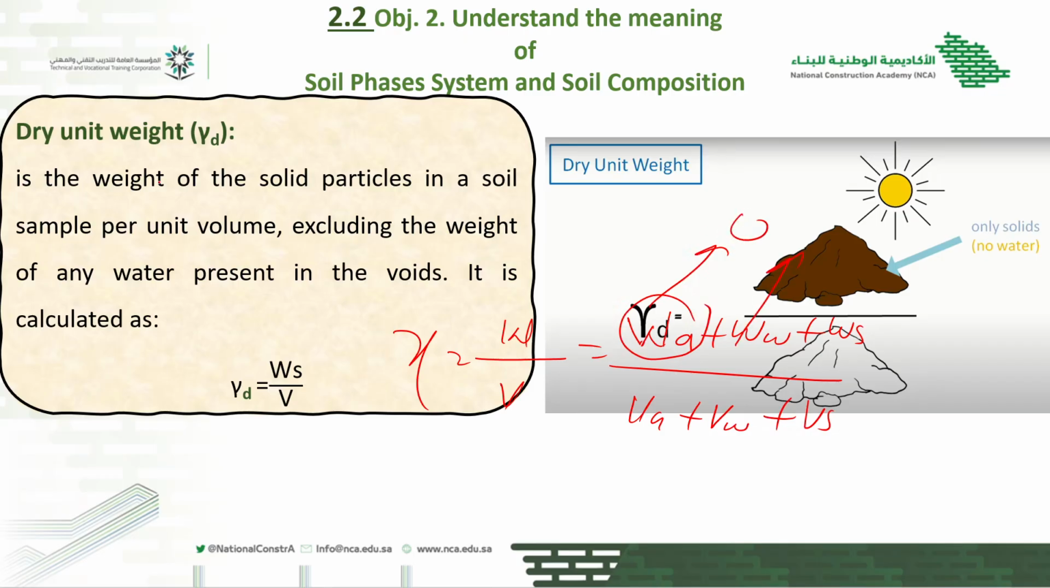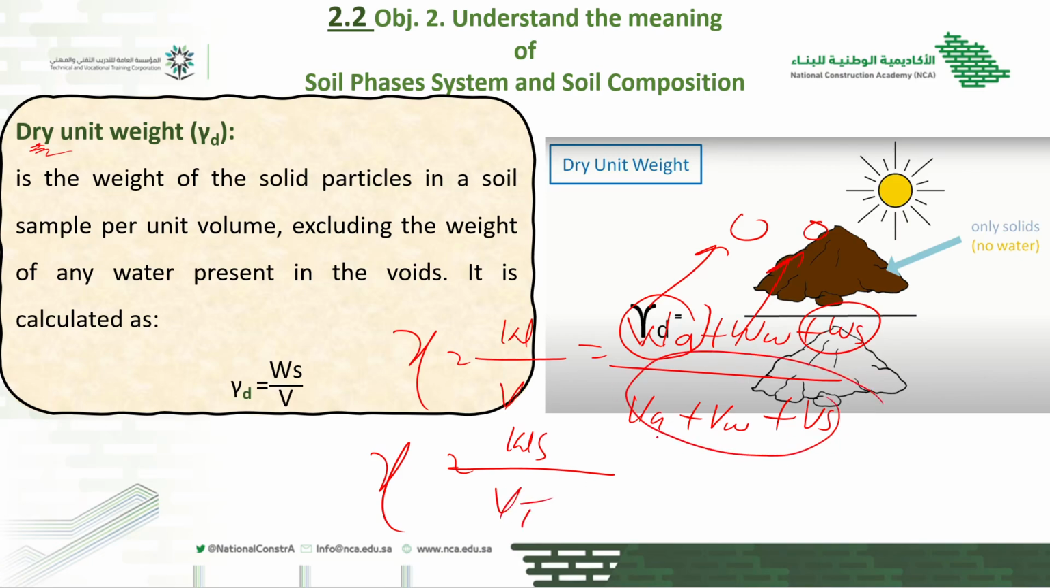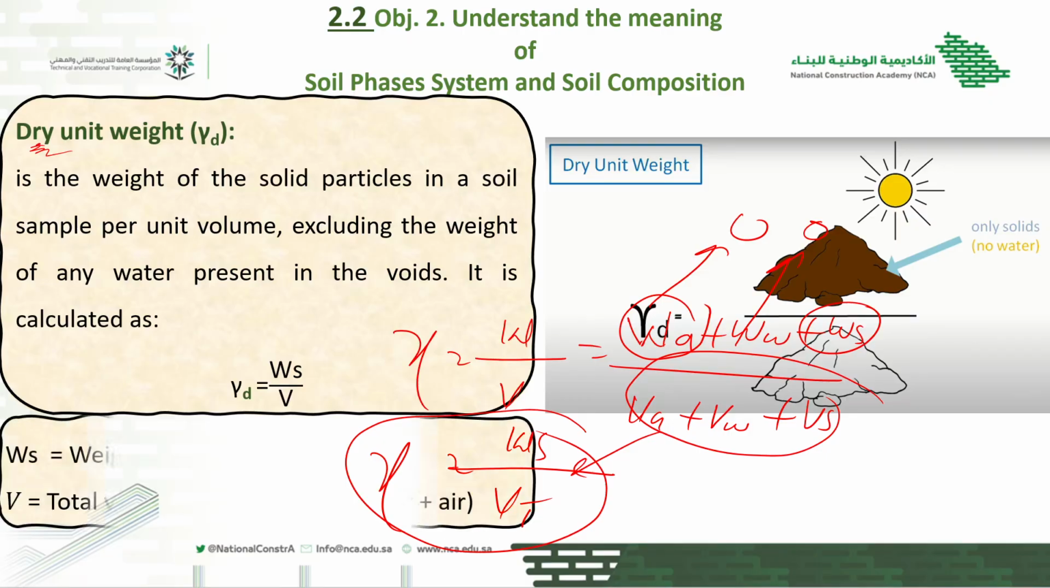In dry unit weight, dry means there is no water. So here the weight of water is zero, and only Ws remains. So it is Ws divided by the total volume. So it is called the dry unit weight. If it comes in the exam, what is the formula for dry unit weight? It is the weight of solids divided by total volume.